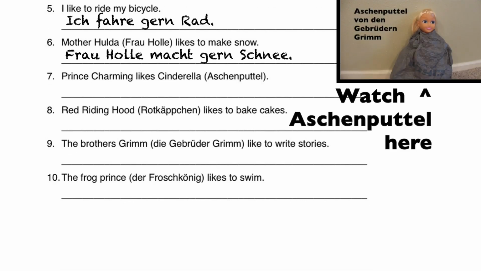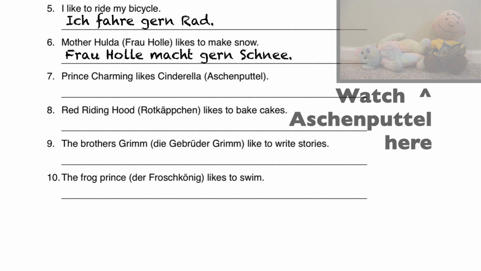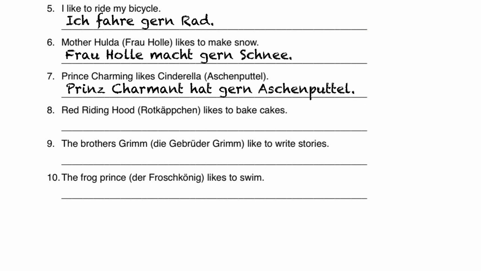Nummer 7. Prince Charming likes Cinderella. In this sentence I would probably choose to use mögen, however it does work with gern haben as well. So we would say here, Prinz Charmant hat gern Aschenputtel.